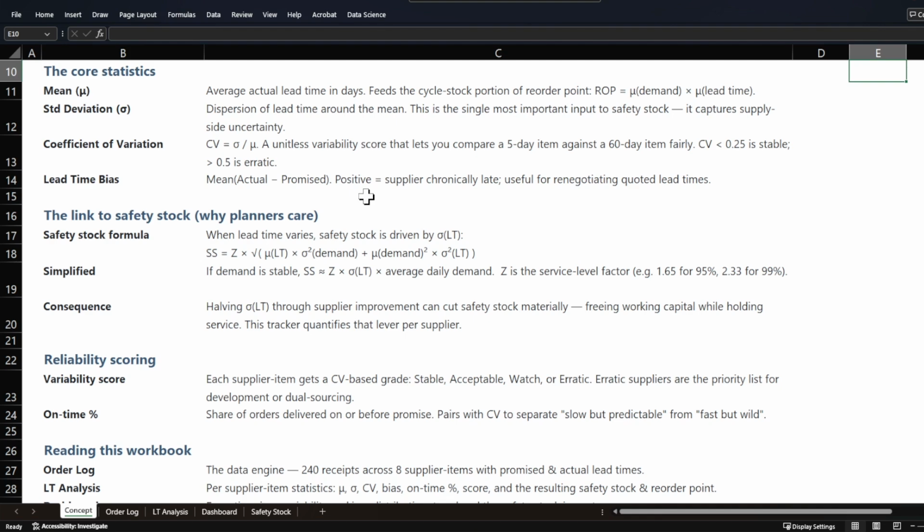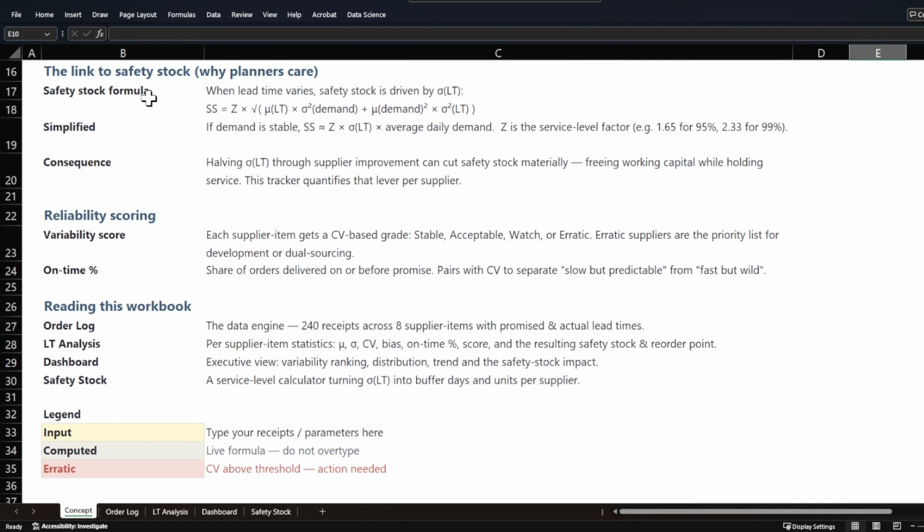Now we are going to discuss how these are connected with the safety stock formula. If your lead time is variable, then the safety stock formula is like this. And if your lead time is stable, then your safety stock formula is like this. As you can see, the variability increases the size of safety stock.